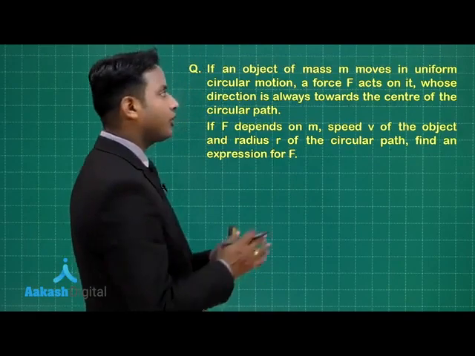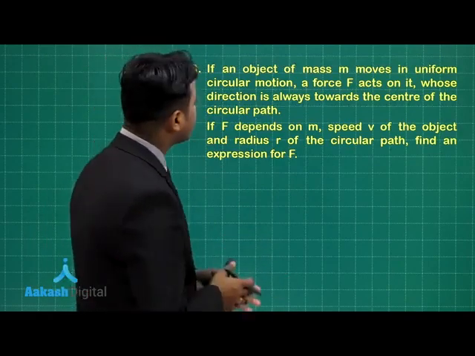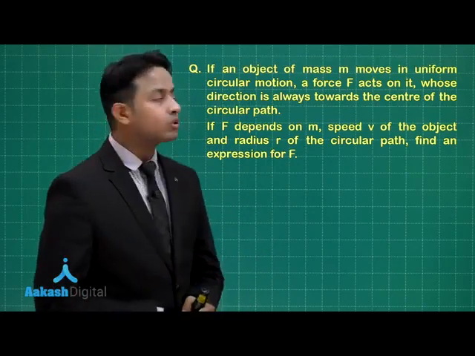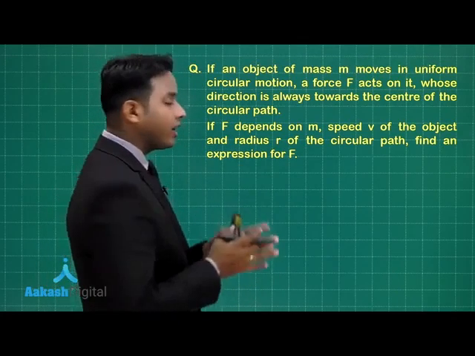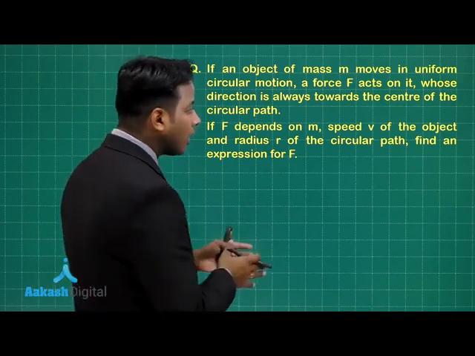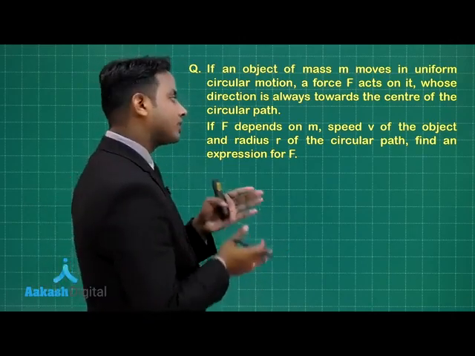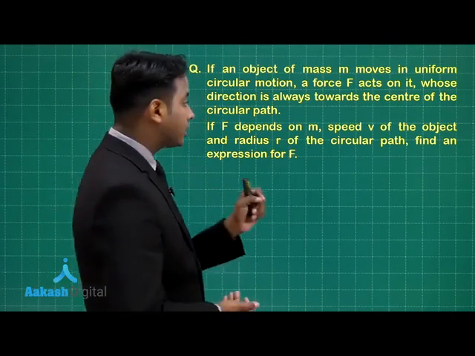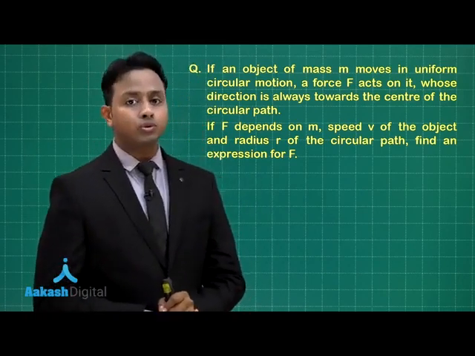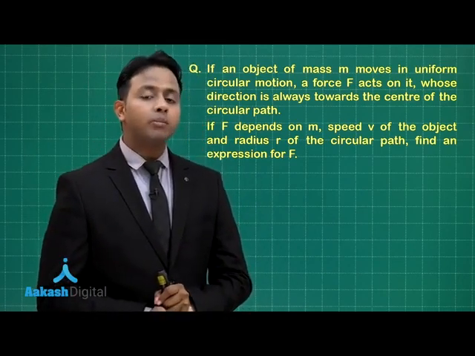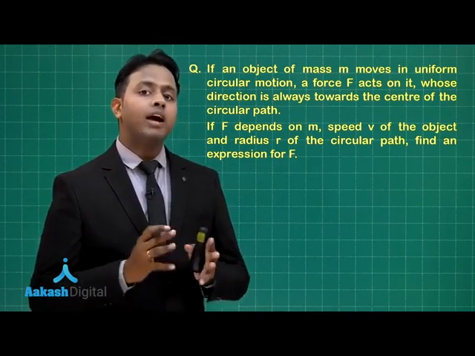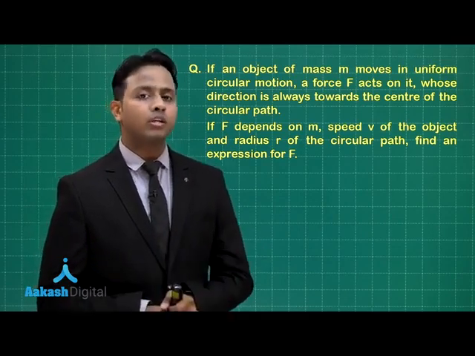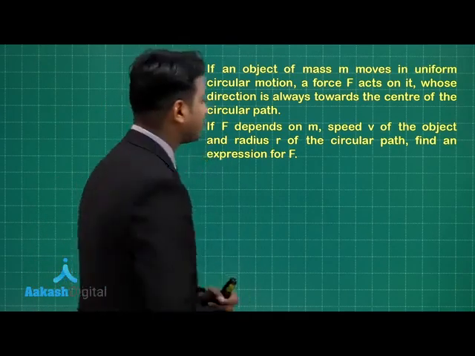Now the question says, if an object of mass m moves in a uniform circular motion, a force F acts on it whose direction is always towards the center of the circular path. If this force depends upon mass, speed v of the object and radius r of the circular path, find an expression for F. Now, this method has some limitation. The limitation is that a physical quantity can depend upon a maximum of three factors, otherwise it cannot be solved by this particular method. So let's proceed with this method.